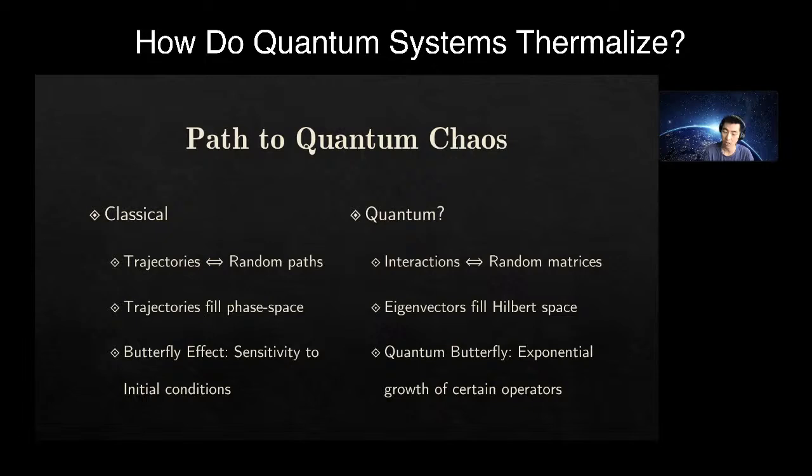You can look at operators. This is rather technical, and you can look at the exponential growth of certain operators, or really what we call out of time commutators, right? But I won't go into too much detail here. So it seems like there is a path to quantum chaos now, right? But it's not totally fleshed out. But let's see what happens if we bring these ideas forward, right? Okay.